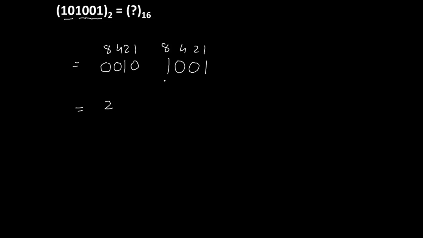Let's take one more example. Suppose if I want to convert this into hexadecimal, then from last we will make first group of 4 digits. So our first group of 4 digit will become 1001. Then in second group we have only 2 digits, 0 and 1. Now we will make group of 4 digits by adding 2 more zeros over here. Then by writing 8421, we will get our value. So this is 2 and this is 8 plus 1 is 9. So 29 to the base 16 is the answer.